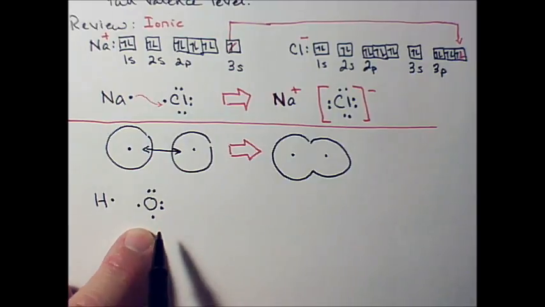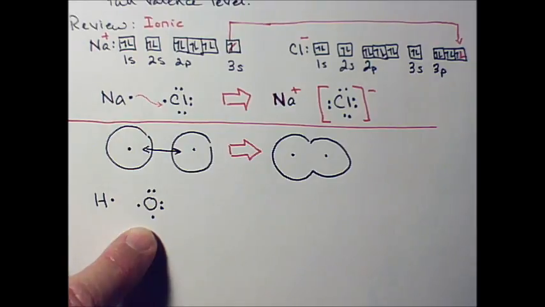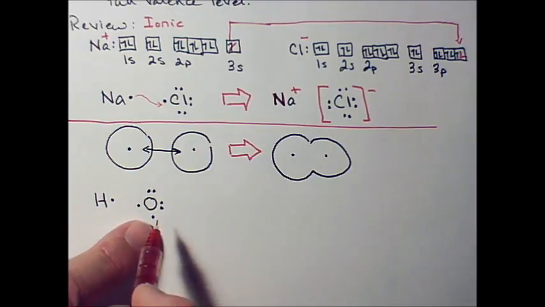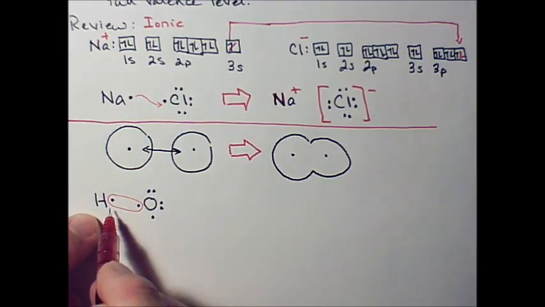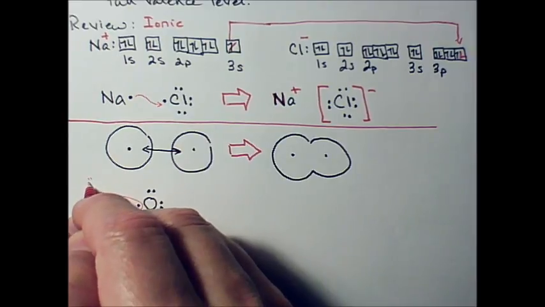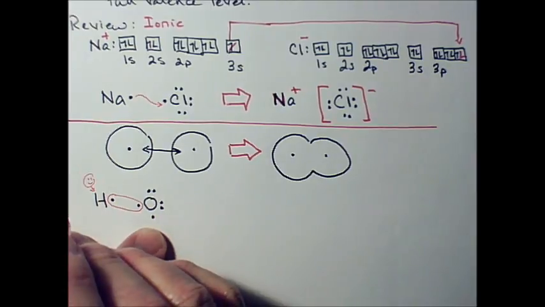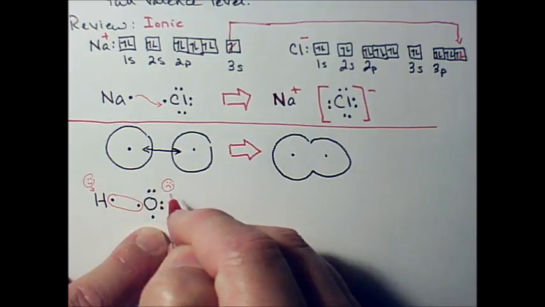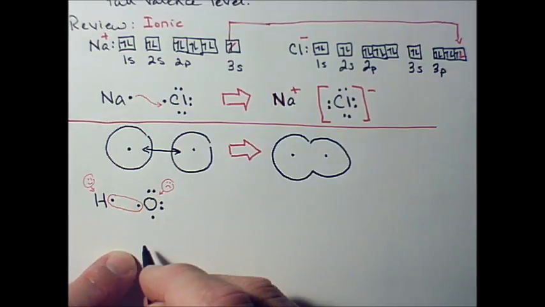But oxygen doesn't want to be stuck with only 6. We're going to need another hydrogen, but let's start with this, okay? Hydrogen needs 2, oxygen wants 8. If I share these 2 electrons, this hydrogen now has all the electrons it needs. Oxygen over here doesn't yet have all the electrons it wants. It needs one more.